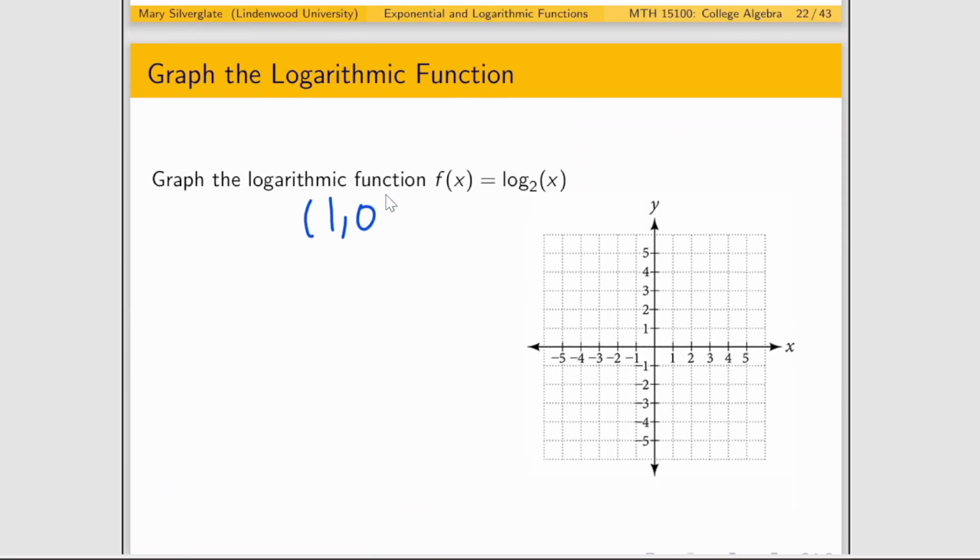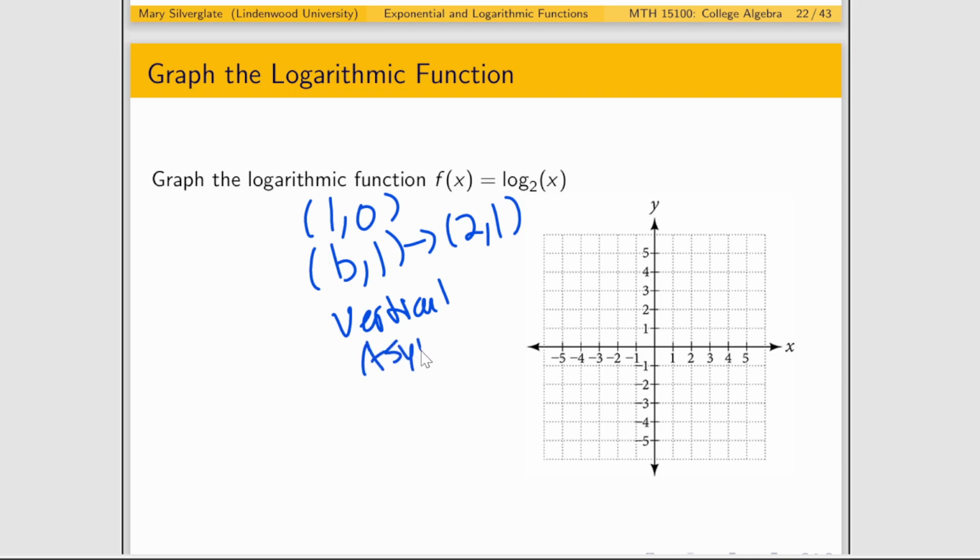So that could have been what we did here too. We could have known the point (1, 0). We could have known the point (base, 1), which in this case is (2, 1). And then we could have known that there is a vertical asymptote at x equals 0. So I can plot that vertical asymptote at x equals 0. We have (1, 0). We have (2, 1). And that becomes our nice, beautiful graph.